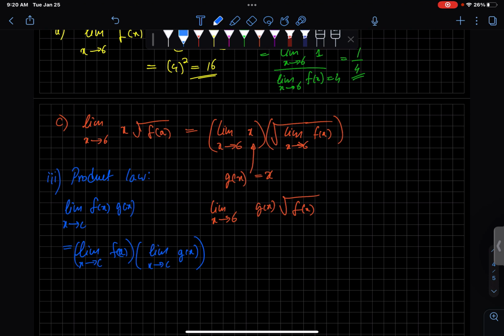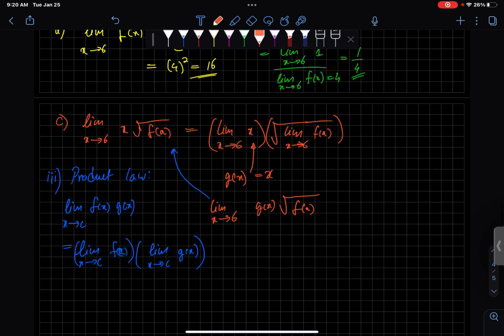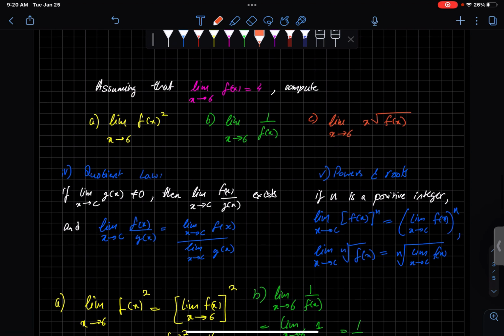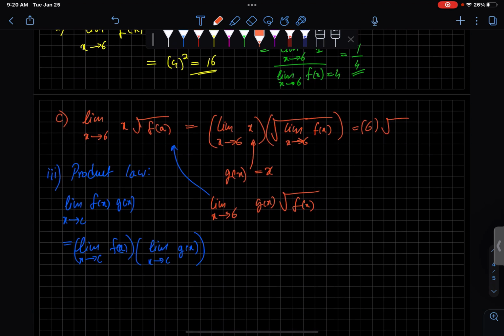So just imagine that x in this question is another function, let's say g of x, and so we can rewrite this question as this, right? And then we simply use the product rule to rewrite the question, right? And the limit of x as x approaches 6 is just 6, right? So this is just going to be 6 times the square root of this limit, which we are given up here as 4, right? So times the square root of 4, which is 6 times 2, which is 12.